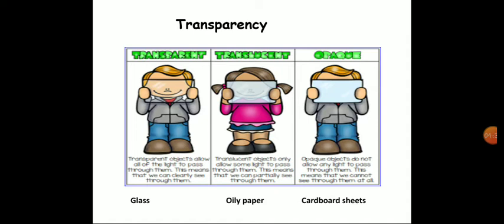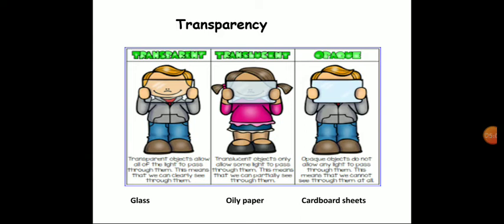Okay children, so for opaque objects, I will give you the definition now. Opaque objects do not allow any light to pass through them. This means that we cannot see through them at all. It won't allow any light to pass through, so we can't see any object there. That is what opaque is.